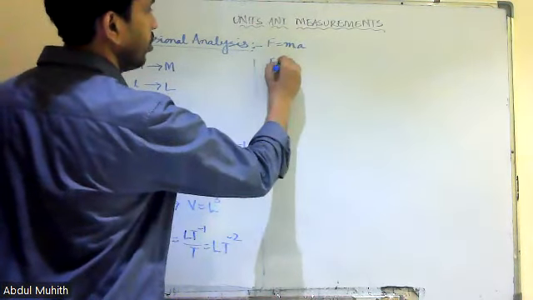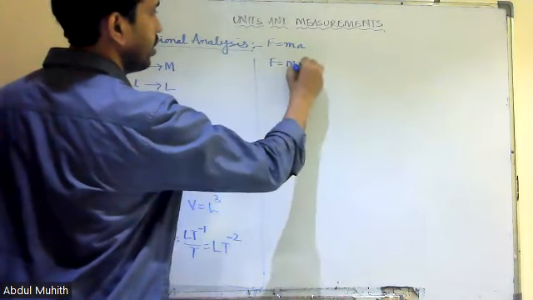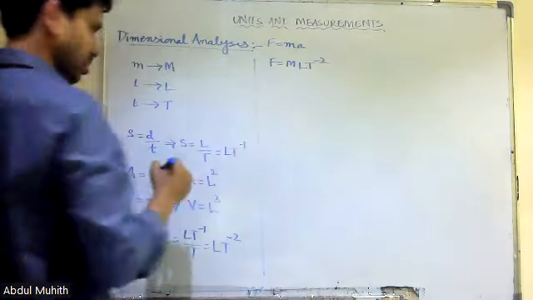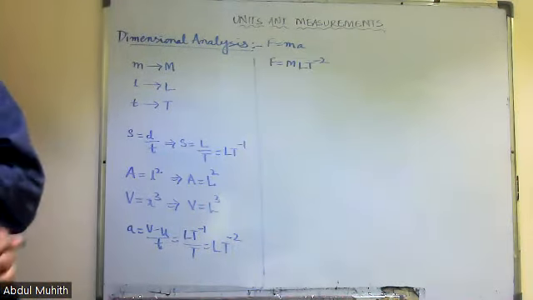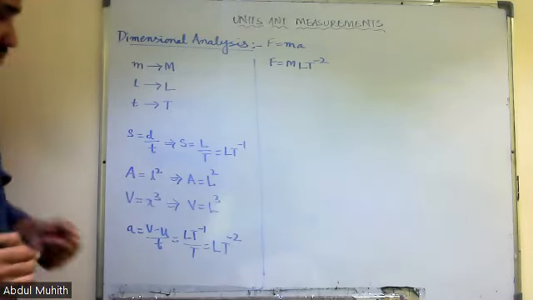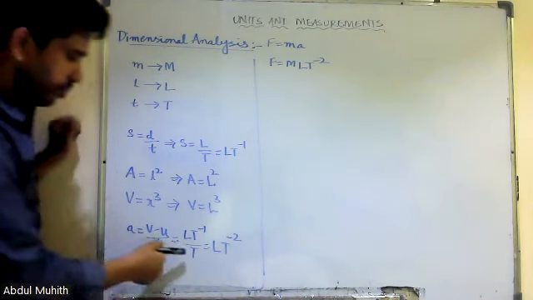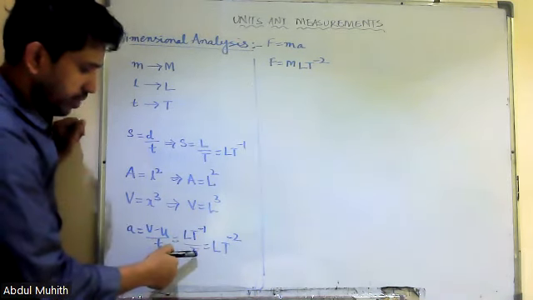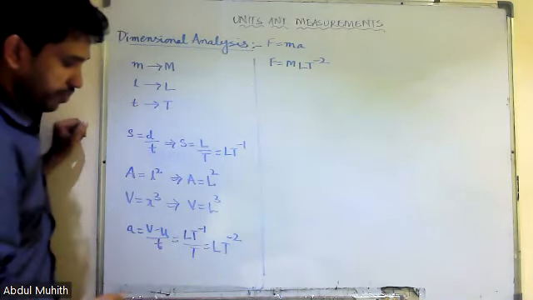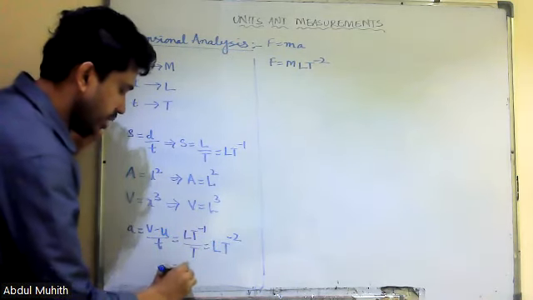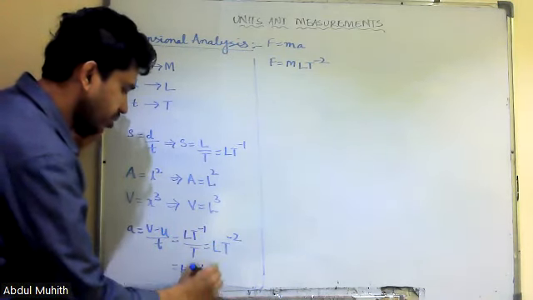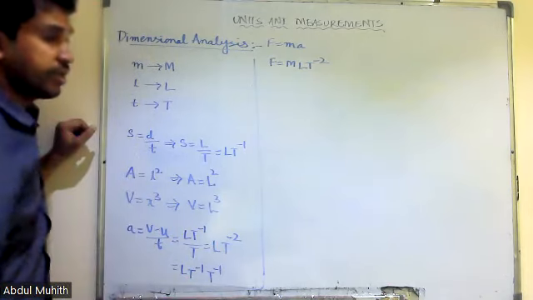So F is equal to what? Ma. Ma is capital M, L T to the power of minus 2. Sir, in acceleration, V minus U by T is equal to L T to the power of minus 1 by T, should we add the T? No, see, when we bring this T to the numerator, its power, which is 1, will become negative, minus 1. So this will become L T to the power of minus 1, T to the power of minus 1, this is minus 1 at the top.